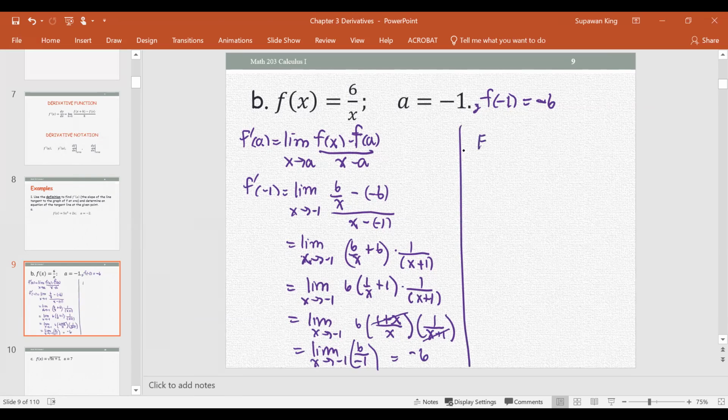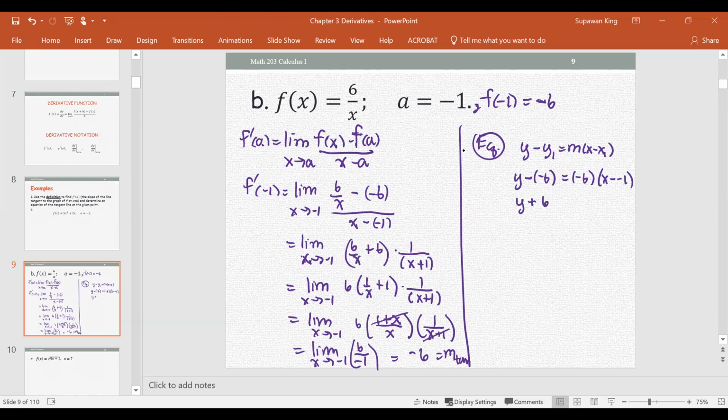Next, we find the equation of the line. For the equation of the line, we use the formula y minus y1 equals m times x minus x1. y1 is -6. The m, which is the slope that we just found, or m of the tangent, is -6. Multiplied by x minus x1, which is -1.